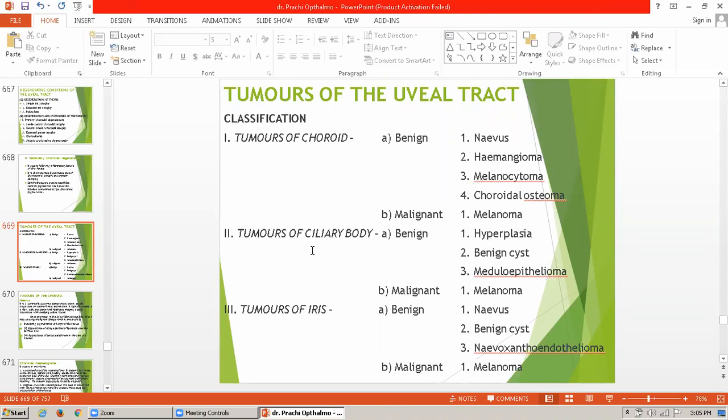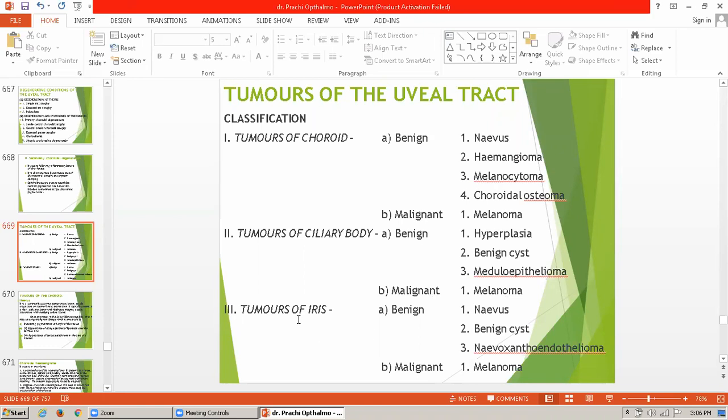Then second classification is the tumors of the ciliary body. That is benign and malignant. In the benign, there is hyperplasia, benign cyst, and the medulloepithelioma. And in the malignant, there is a melanoma. So these are the types of the tumors of the ciliary body, benign and malignant.